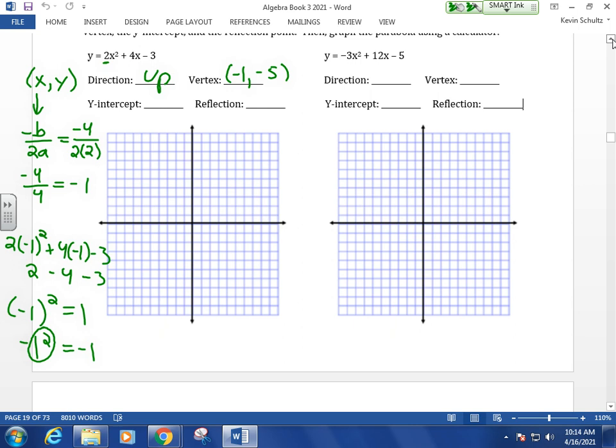Is anybody having problems and not sure why and wants me to come take a look? Yeah? Oh, so then you've got to finish it out. So plus 4 times negative 1, then minus 3. Put the whole equation in there.